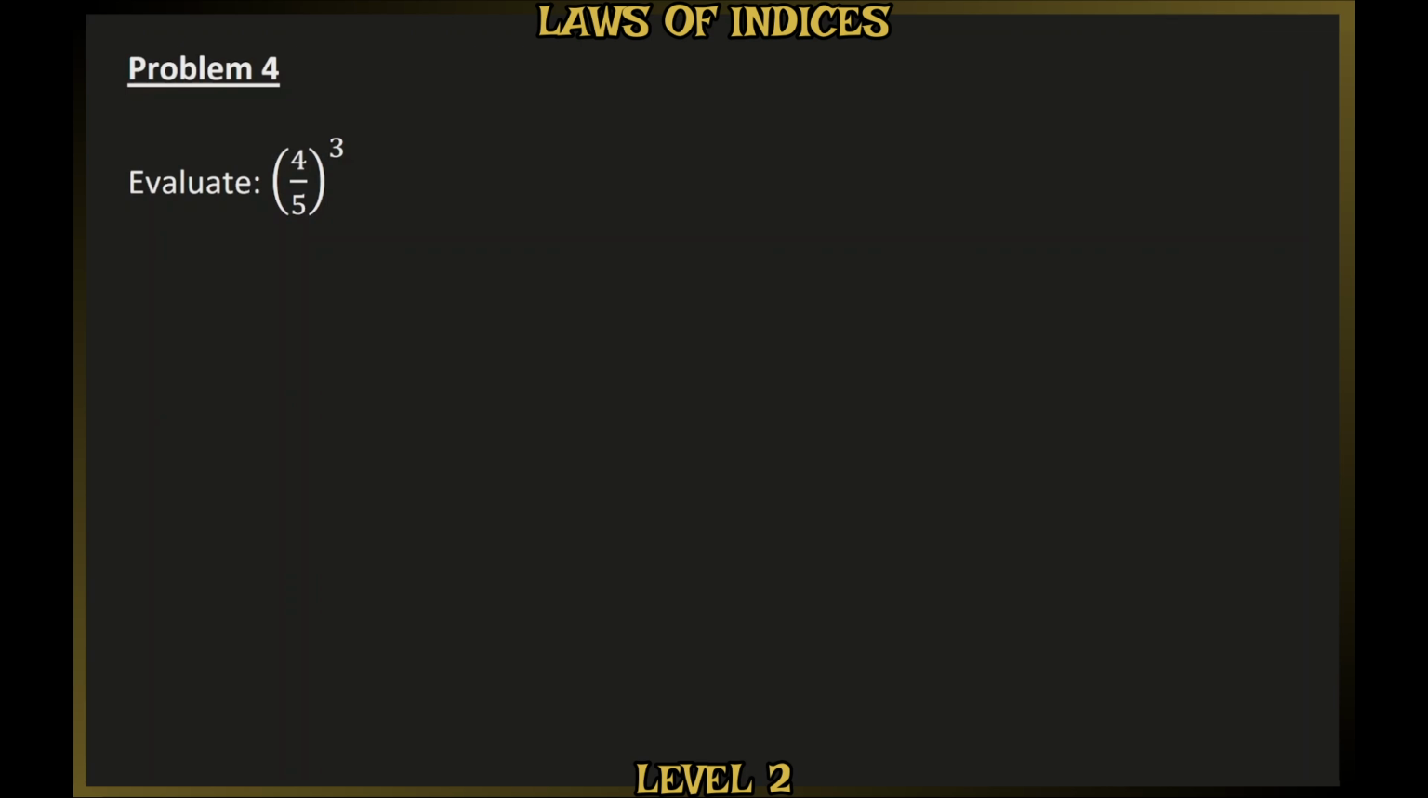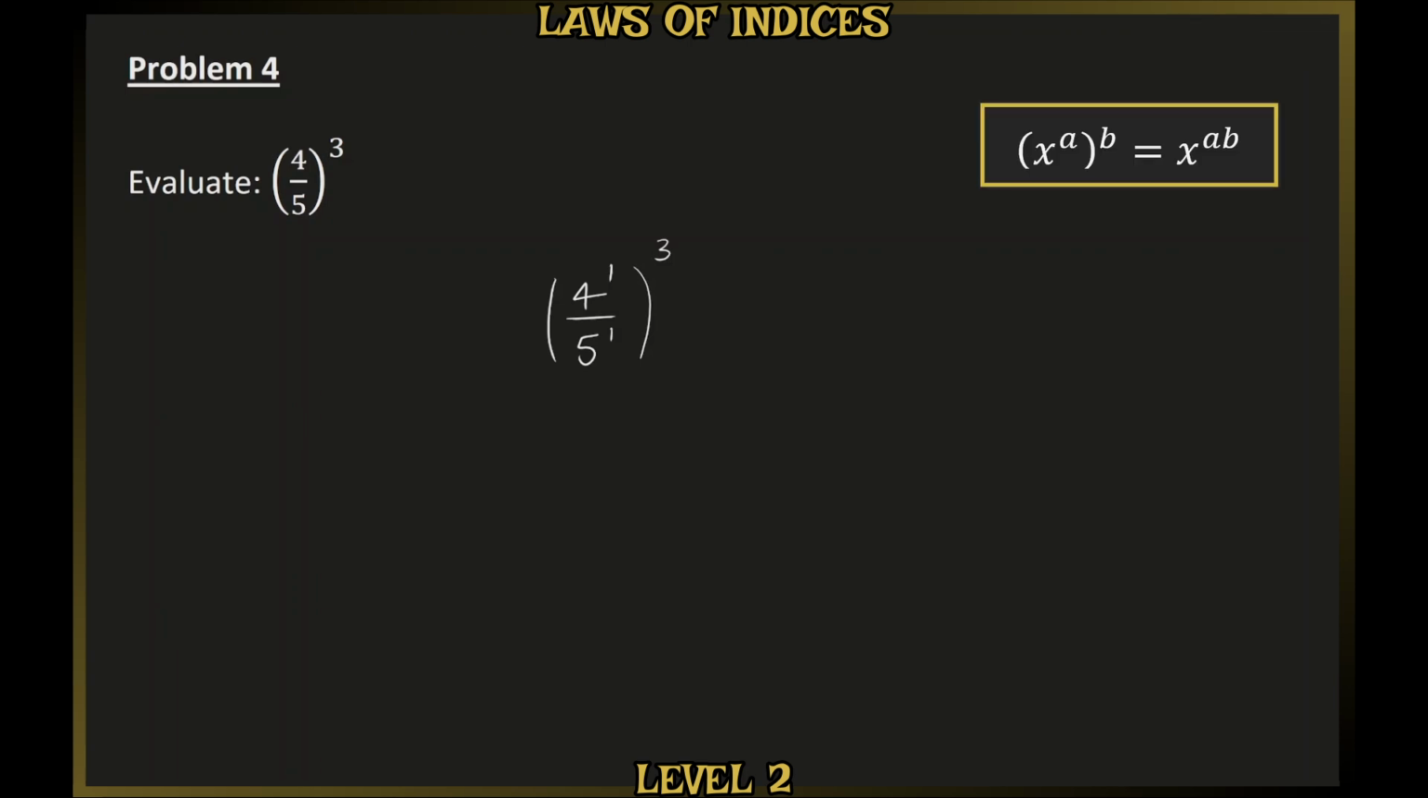In problem 4, we're evaluating 4 over 5 raised to the power of 3. To evaluate this means to find its value. To start with, we're going to rewrite 4 over 5 as 4 to the power of 1 over 5 to the power of 1, all raised to the power of 3. It's important to do this because we can now see that this problem is about raising powers to powers, which means we're going to use this law, which tells us that when we raise one power to another, we multiply the two together.